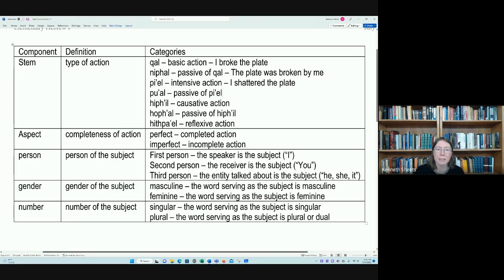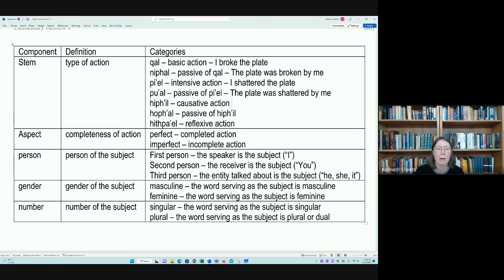Now, just as the kal had a passive counterpart, so too the piel also has a passive counterpart as well. And so thus we would call this passive counterpart the pual. And again, in this particular instance, the subject is going to be the recipient of the action. So thus the plate was shattered by me. And that would be that passive of the piel idea.